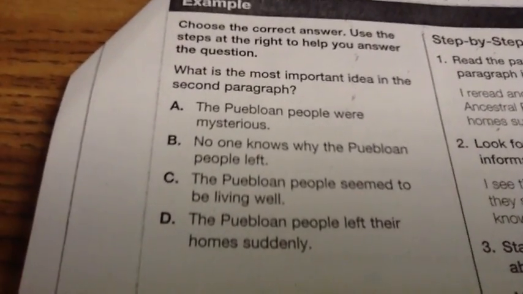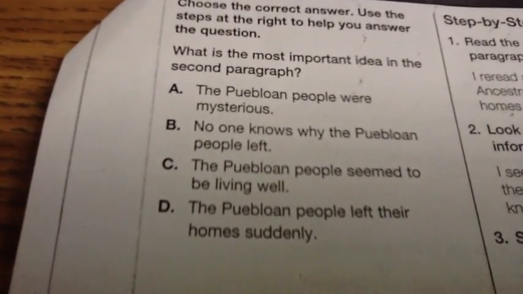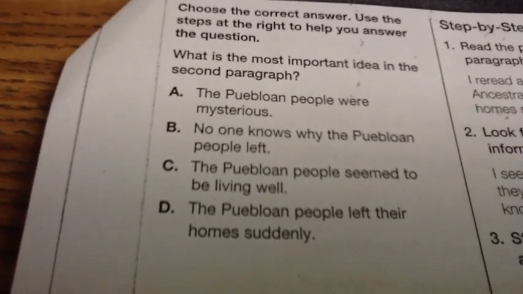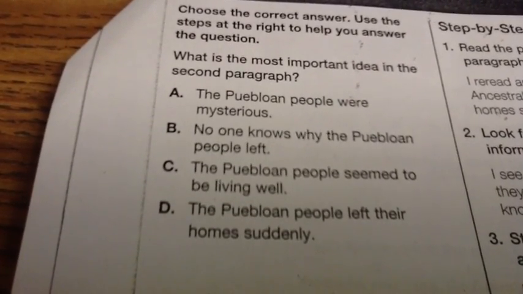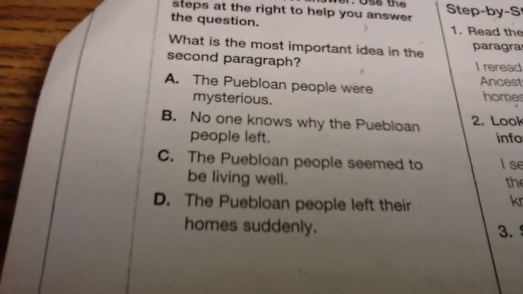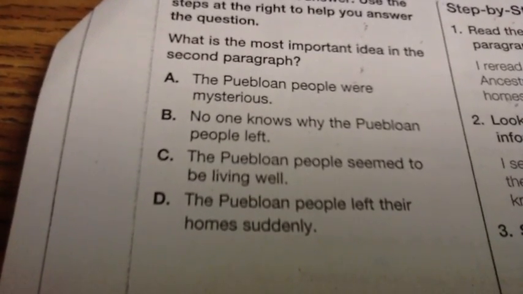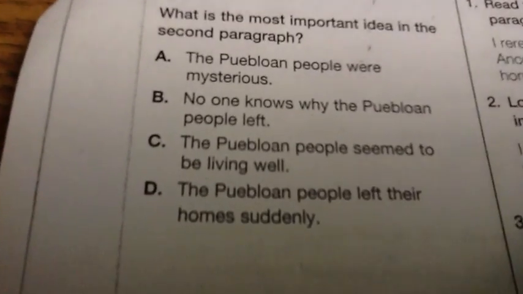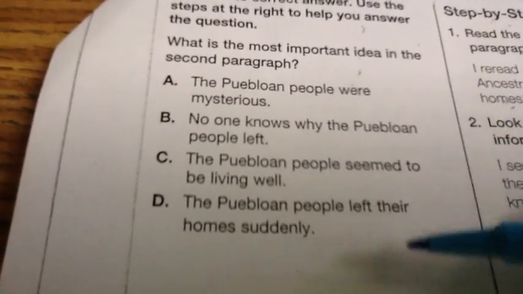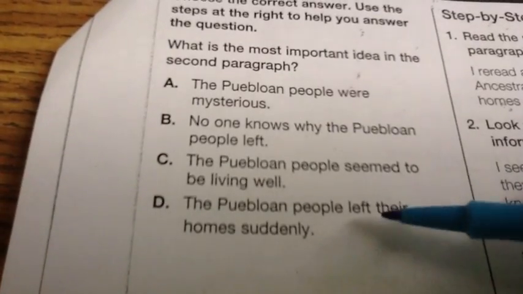Here it says, what is the most important idea in the second paragraph? A. The Puebloan people were mysterious. B. No one knows why the Puebloan people left. C. The Puebloan people seem to be living well. D. The Puebloan people left their homes suddenly. So, I might easily be tricked into thinking that the answer is B or D, that no one knows why the Puebloan people left, or that they left suddenly.